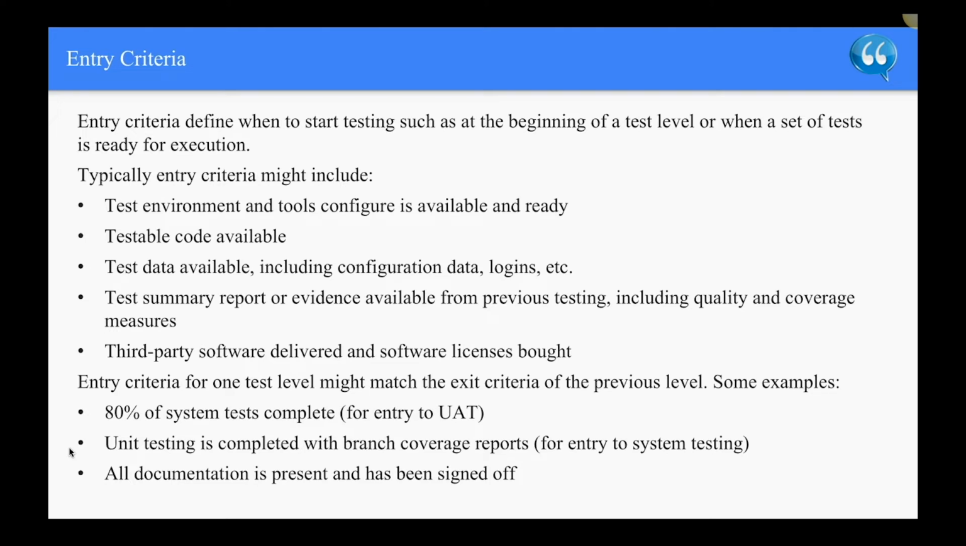So the entry criteria for one test level might match the exit criteria of the previous level. For example, 80% of system tests completed is the entry criteria for UAT, user acceptance testing. Unit testing completed with branch coverage reports is the entry for system testing, and all documentation is present and has been signed off.